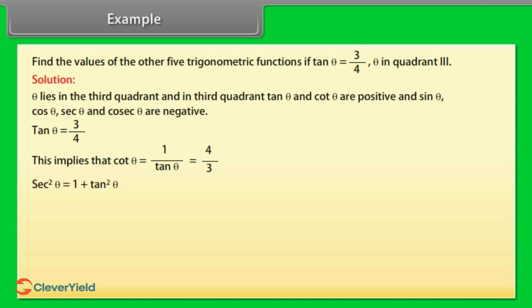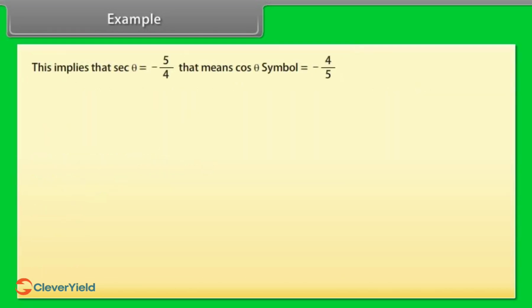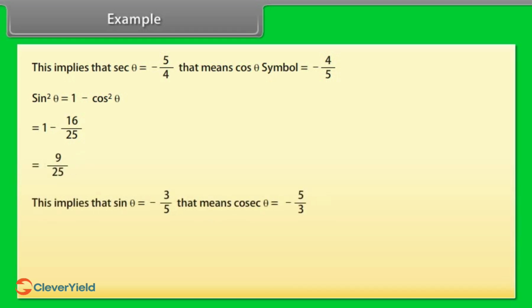Sec square of theta is equal to 1 plus tan square of theta is equal to 1 plus (3 by 4) whole square is equal to 1 plus 9 by 16 is equal to 25 by 16. This implies that sec of theta is equal to minus 5 by 4. That means cos of theta is equal to minus 4 by 5. Sin square of theta is equal to 1 minus cos square of theta is equal to 1 minus 16 by 25 is equal to 9 by 25. This implies that sin of theta is equal to minus 3 by 5. That means cosec of theta is equal to minus 5 by 3.